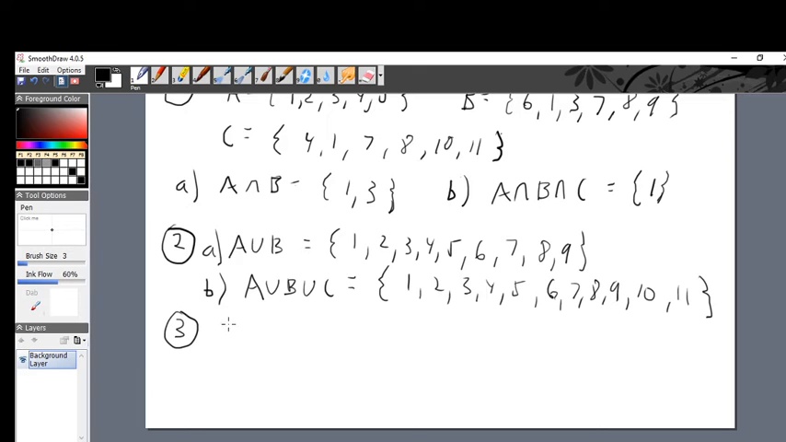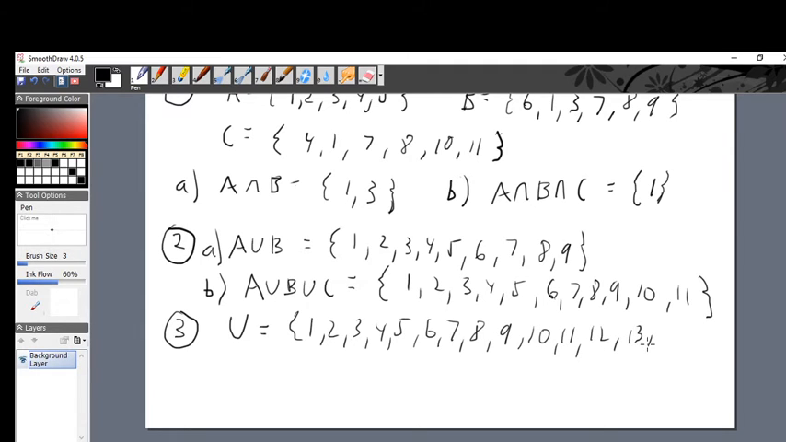Now, for problem 3, I want to bring in the universal set. The universal set is 1, 2, 3, 4, 5. Obviously, it's got to be all the ones that we've already seen. It's part of our universe. But there was more to the universe that we didn't see yet, and that was simply 12, 13, and 14, and that's the end of the universe as far as this problem is concerned. That's the universal set.